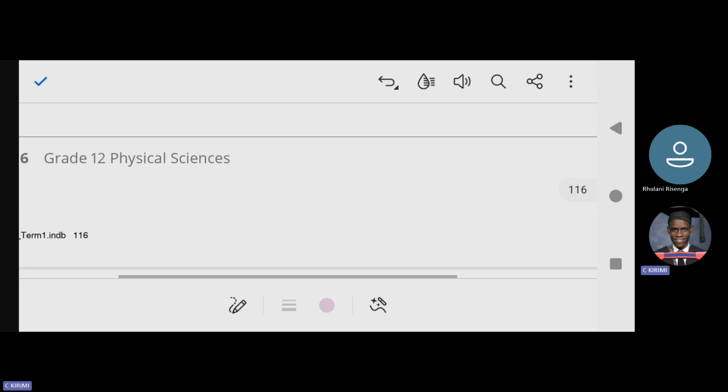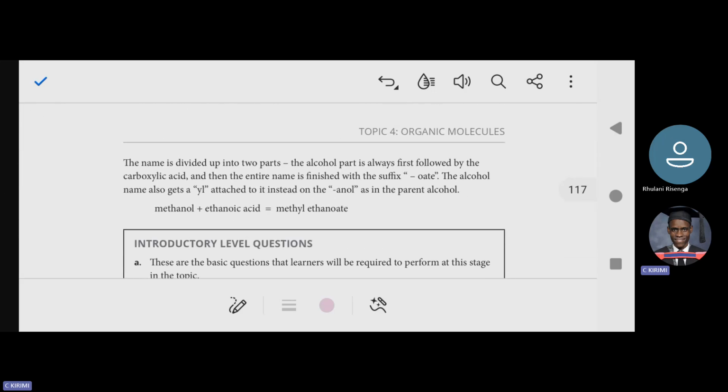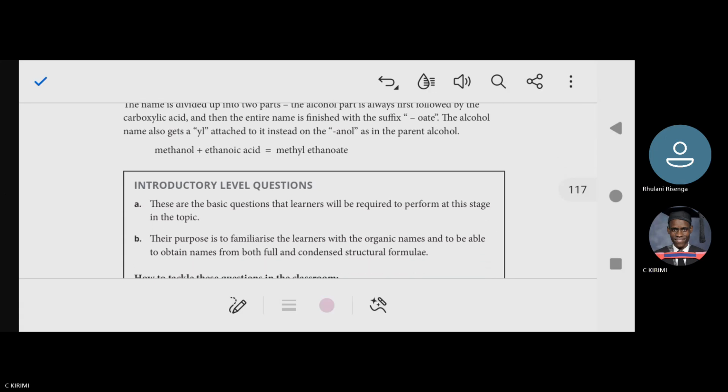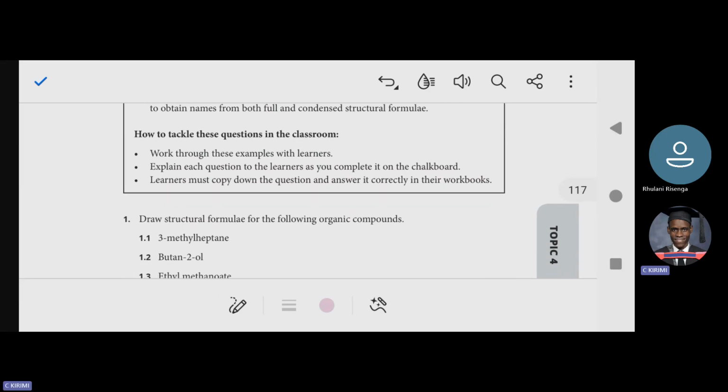You can totalize everything. If you understand, there's nothing difficult with organic chemistry. Then an example, we are talking of methanol plus ethanoic acid. So we said the name, ethanol plus ethanoic acid, then it will be methyl ethanoate. Methyl ethanoate. All right.